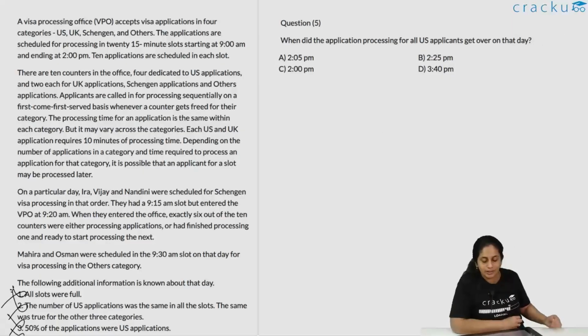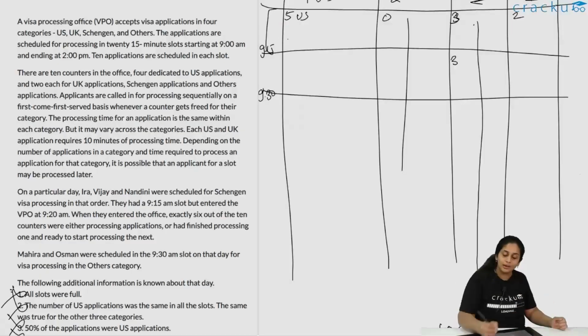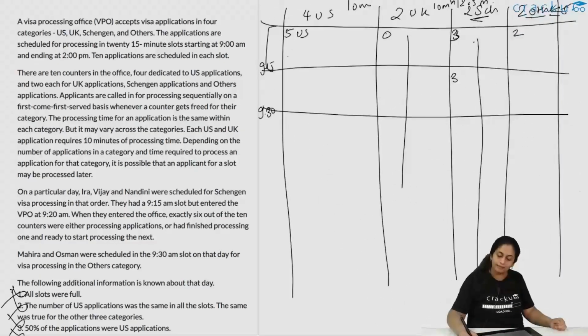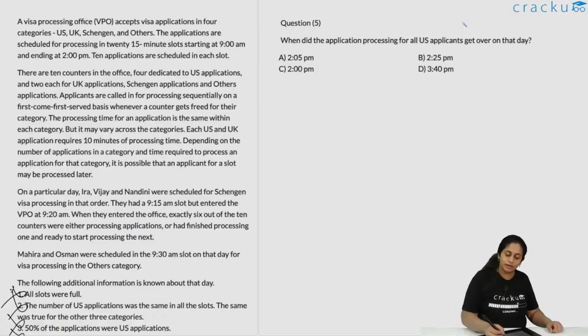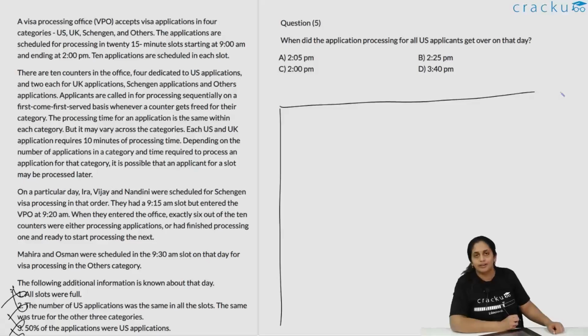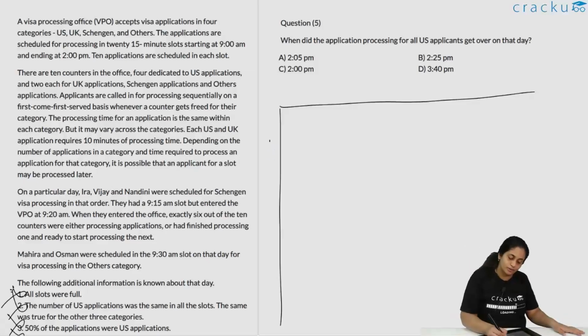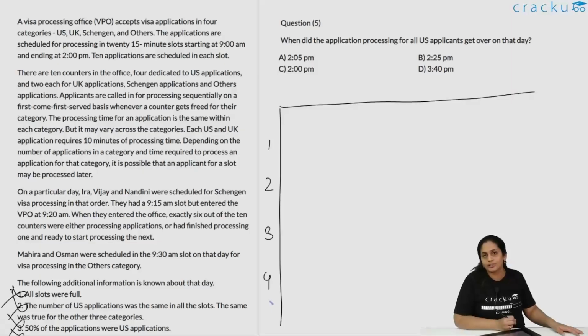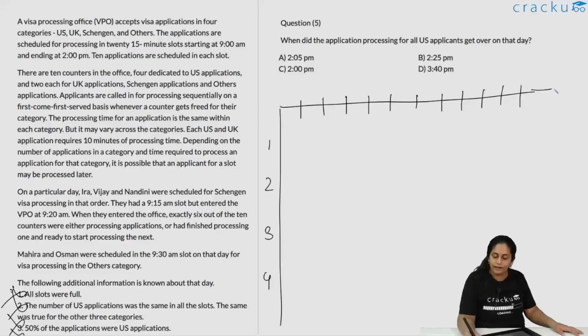The last question is, when did the application processing for all US applicants get over that day? Now, US applicants have not drawn it out, but let me draw it out. You have basically 5 applicants and 4 counters. The counters are 1, 2, 3 and 4. Each counter is going to take 10 minutes to do one application. Each tick is 5 minutes: 20, 25, 30, 35, 40, 45, 50, 55 and 60.